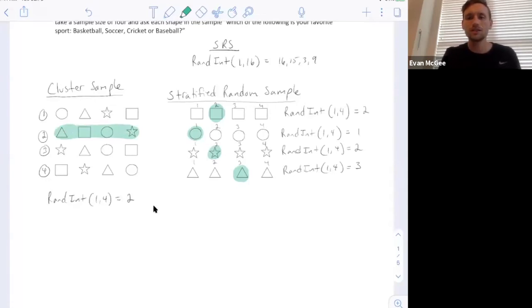So the key here is that when you're working with a cluster sample, a lot of the reason you work with a cluster sample is because it's easier to put them in groups based on location. But with stratified, if it's easy to put them in similar or homogeneous groups, then you can go ahead and do a stratified sample. Let's scroll down and take a look at a more real world type scenario.